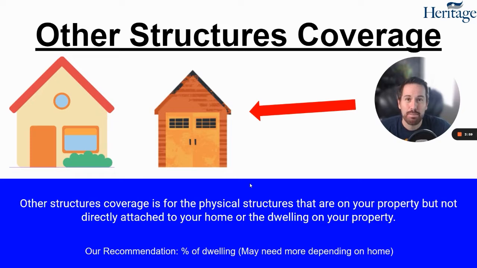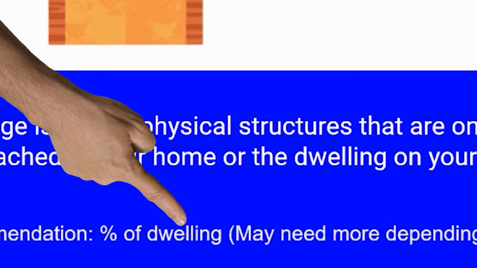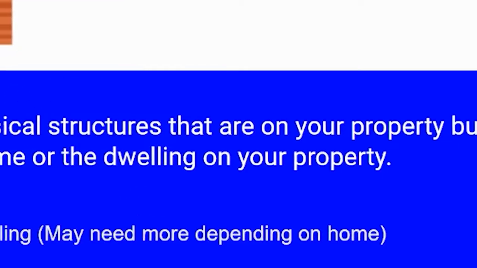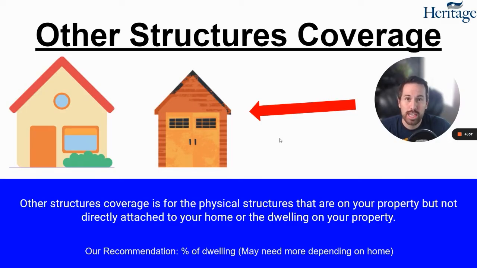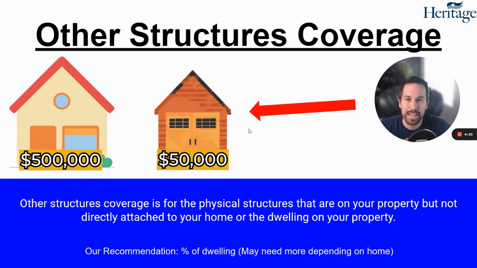That comes as a percentage of the dwelling coverage. So let's just say, for example, the dwelling coverage is $500,000. The other structures generally comes at 10 to 20% of that $500,000. So let's just make numbers easy. I'm not good at math. Let's say your home is $500,000. And on your policy, you get 10% other structures coverage. So you would have $50,000 in coverage for other structures.